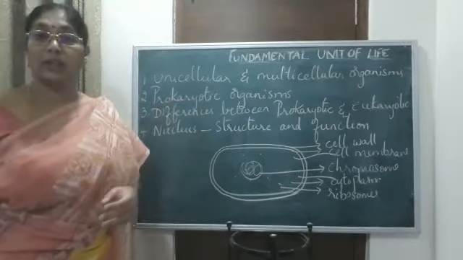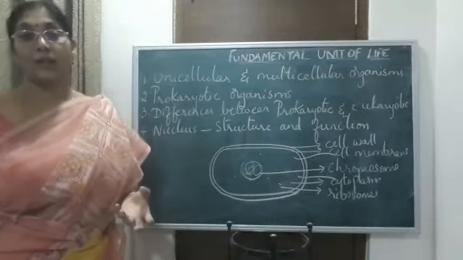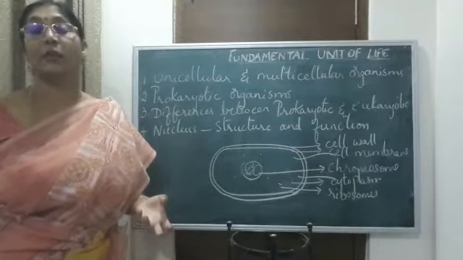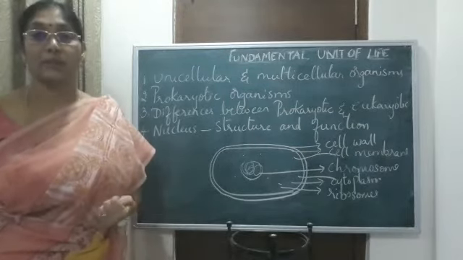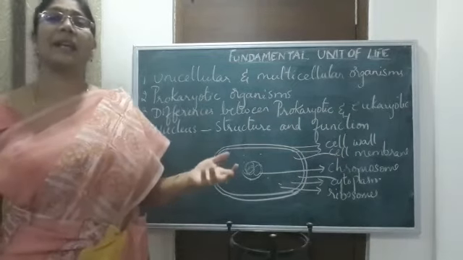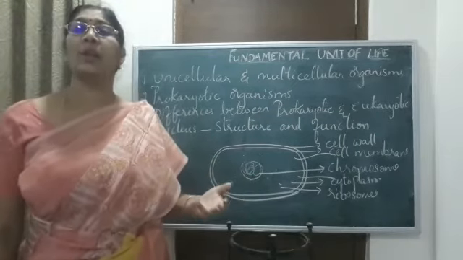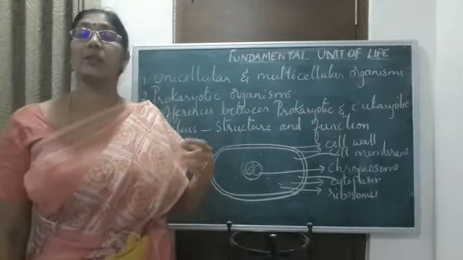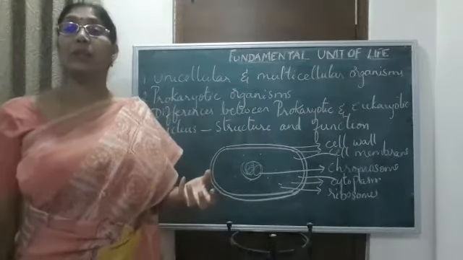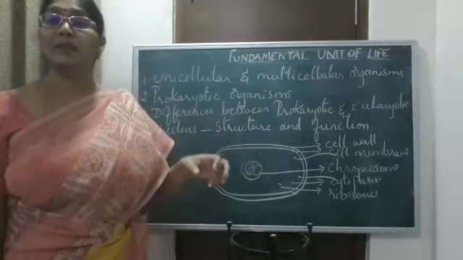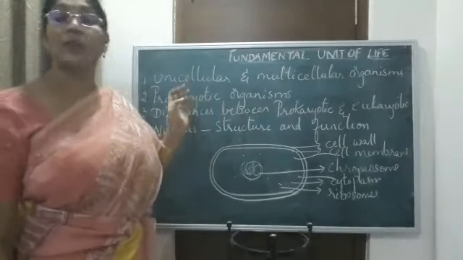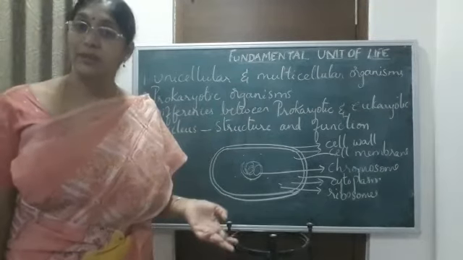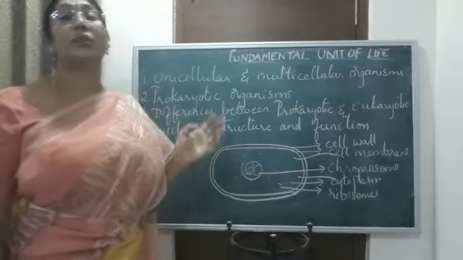And prokaryotic organisms. What is meant by prokaryotic? Pro means primitive, karyo means nucleus. We already know that all the plants and animals we find around us are eukaryotic organisms. Prokaryotic is a primitive type of nucleus where the nuclear region is not bound by a membrane, so the nuclear material, that is the genetic material, is directly present in the cytoplasm. We are going to learn how a prokaryotic cell is different from a eukaryotic cell, and also the nucleus.